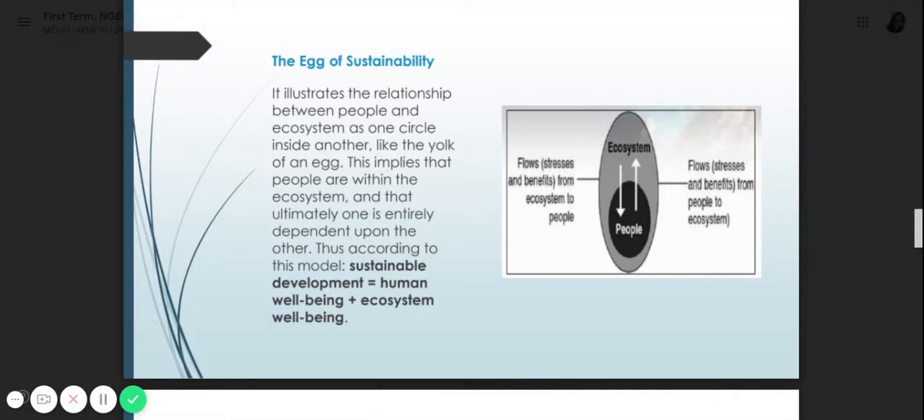Now let's illustrate it. So we have now this one, sustainable development equals human well-being plus ecosystem well-being. So people need the ecosystem, and the ecosystem needs the people. Without the ecosystem, of course, where would people get their food, right? So there should be a shared one.